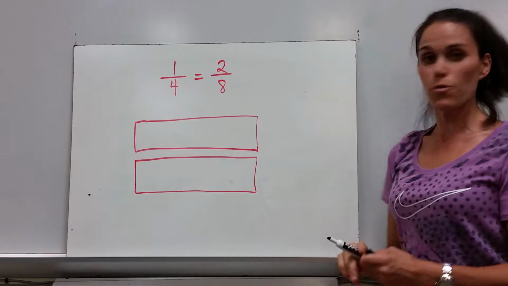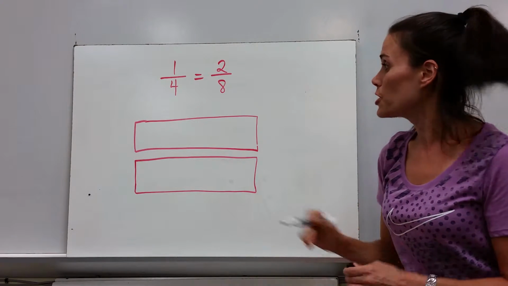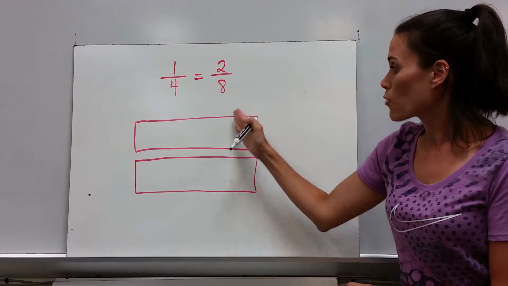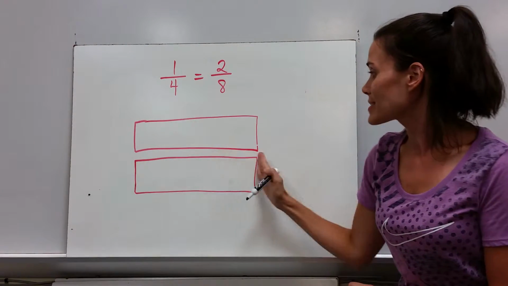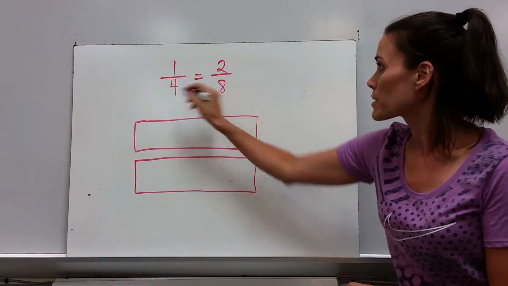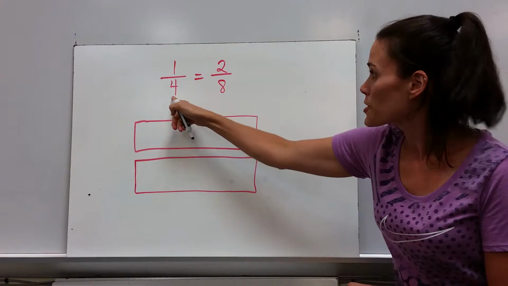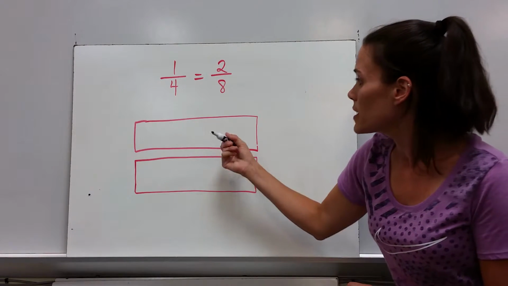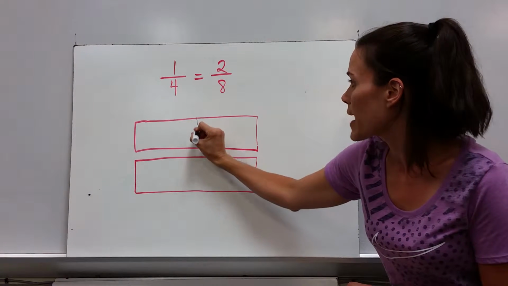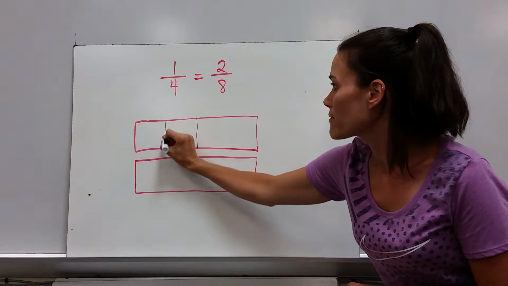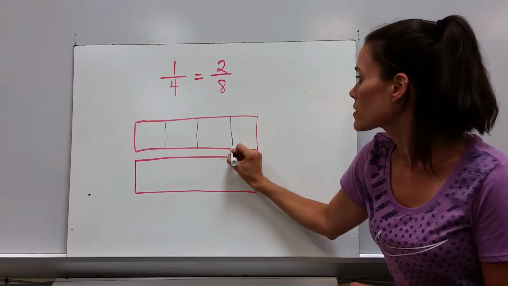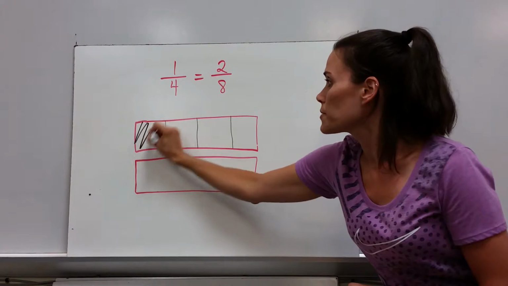Okay? Another way we can compare this using a picture is to draw 2 rectangles right on top of each other. We want them the exact same amount because we're comparing the same fraction. So the top one, I'm going to split it into fourths, and the easiest way to do that is to split half, and then split each half in half. And we're going to shade in 1/4.